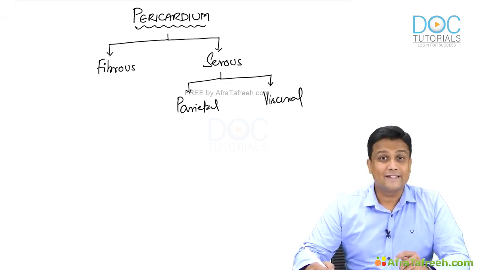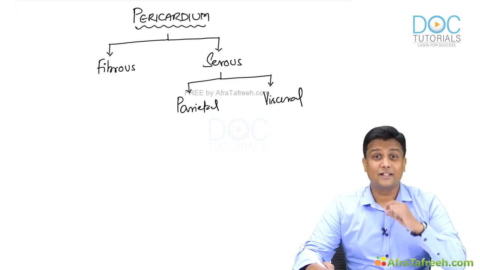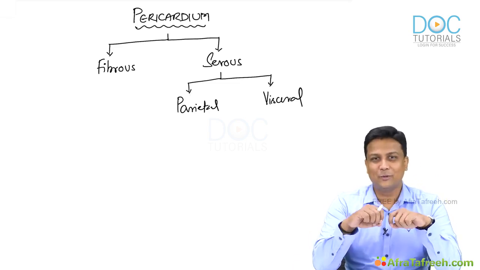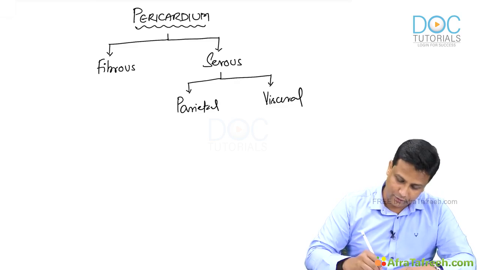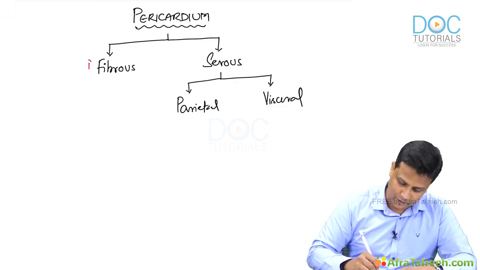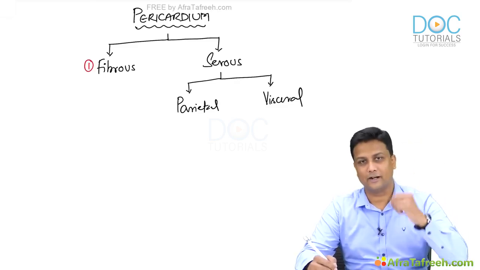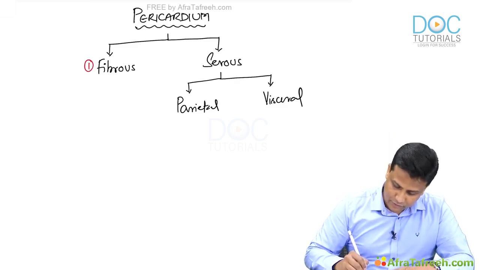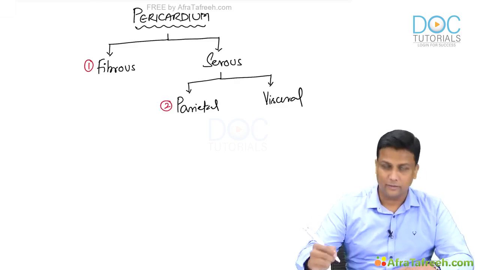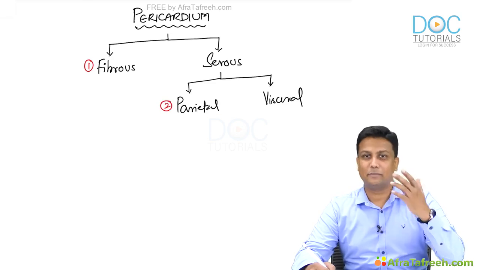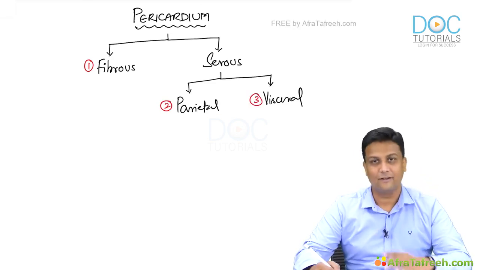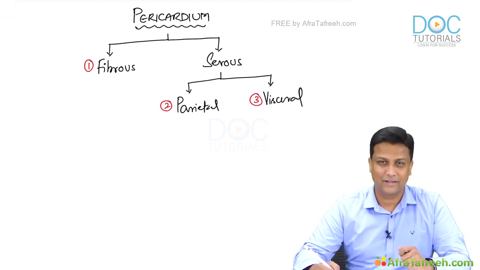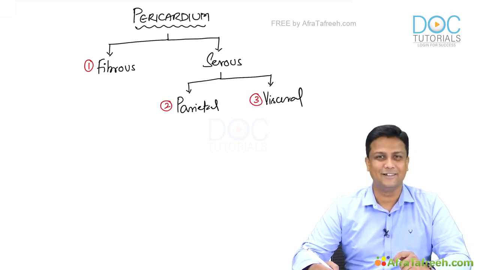So in short, I can say that the pericardium is made up of how many layers? 3 layers. And try to do one thing, read my table from below. Which is the outermost layer of the pericardium, guys? Number 1, fibrous pericardium. Number 2, just inside the fibrous pericardium you will be having parietal serous pericardium. And then inside that you will be having the visceral serous pericardium. That is the best and easiest way to learn them.